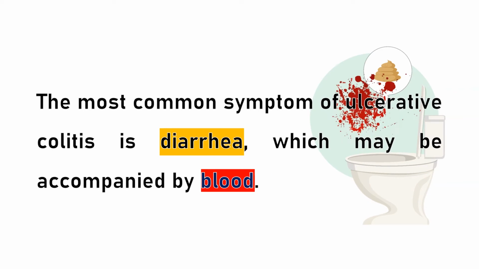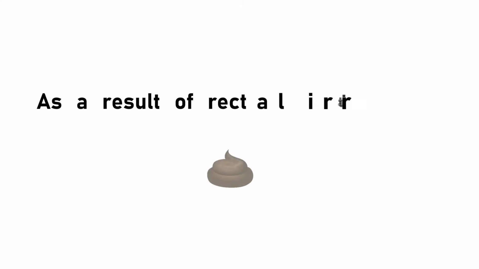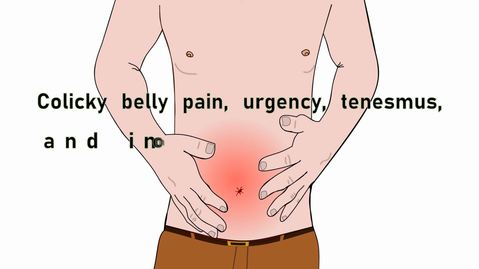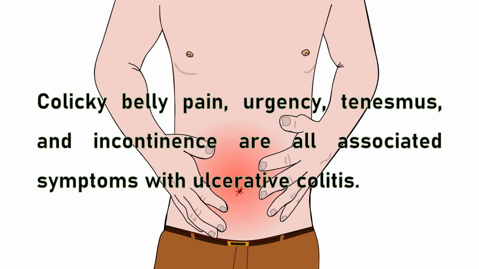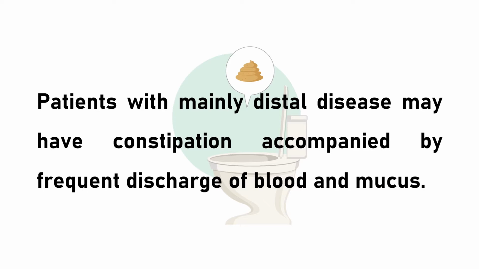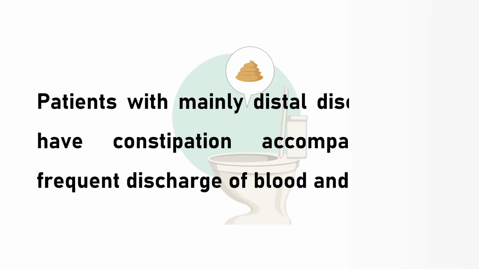The most common symptom of ulcerative colitis is diarrhea, which may be accompanied by blood. As a result of rectal irritation, bowel motions are frequent and small in volume. Colicky belly pain, urgency, tenesmus, and incontinence are all associated symptoms with ulcerative colitis. Patients with mainly distal disease may have constipation accompanied by frequent discharge of blood and mucus.